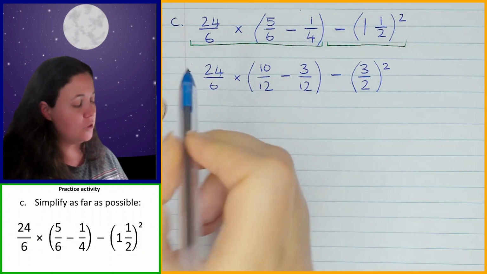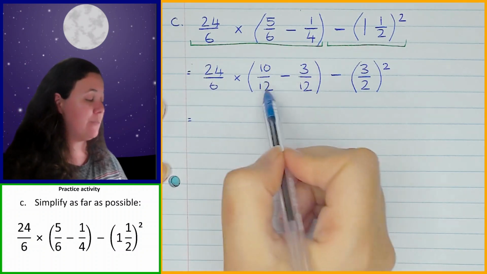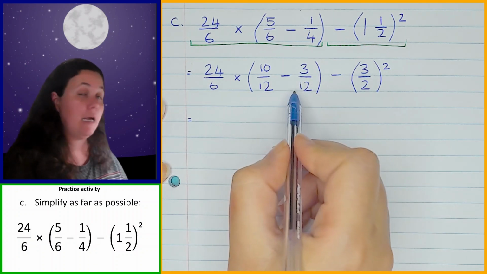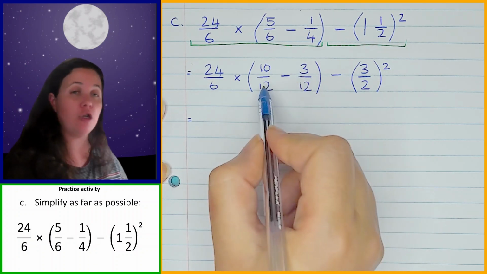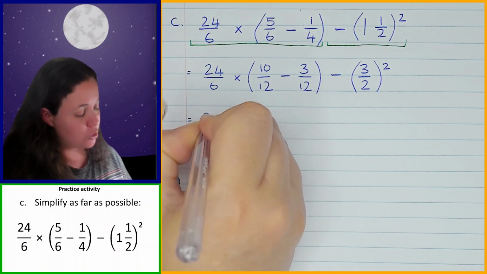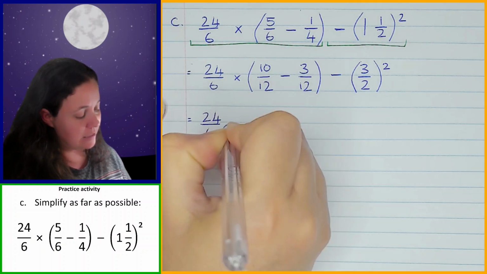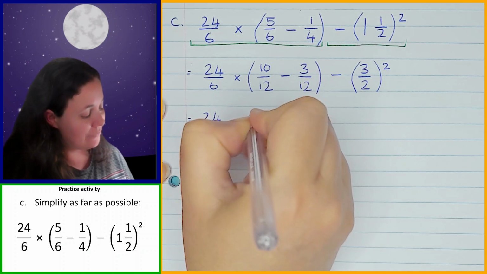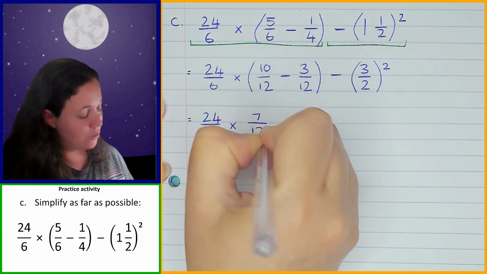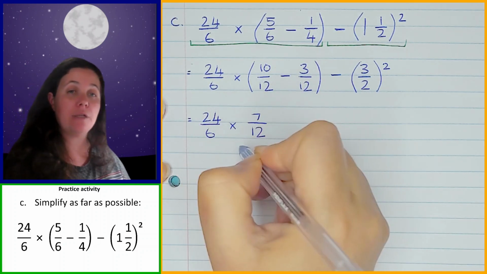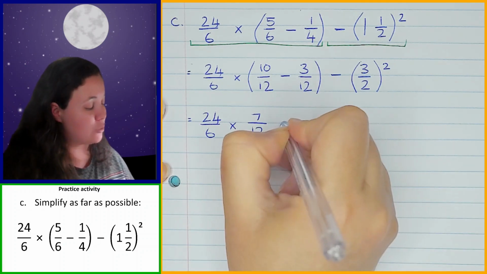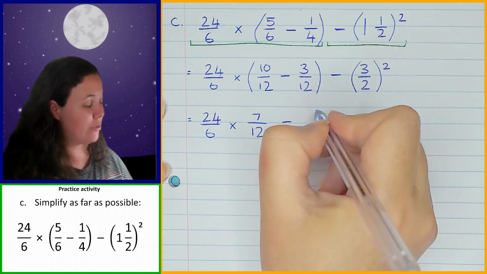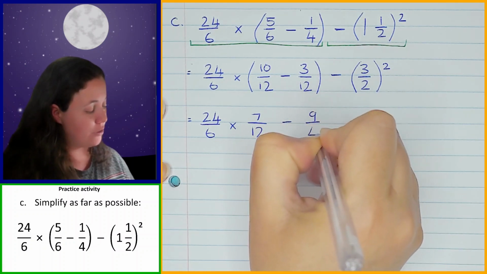Okay, so now I've done the first step for this term, which was first changing that to have the same denominators. Now I can do my subtraction. So in this step, I've got 24 over 6 times, then over here, 10 minus 3 is 7 over 12. Okay, so now I've done the subtraction in that term. Now let's quickly do the squaring in this term over here. I've got 3 over 2, which I'm squaring, and that gives me 9 over 4.